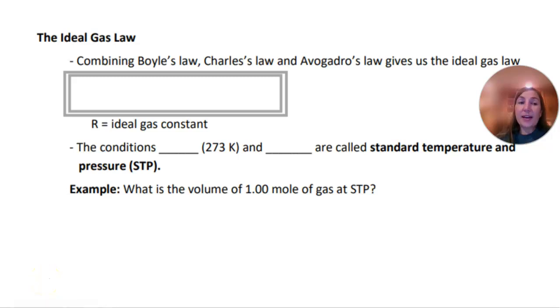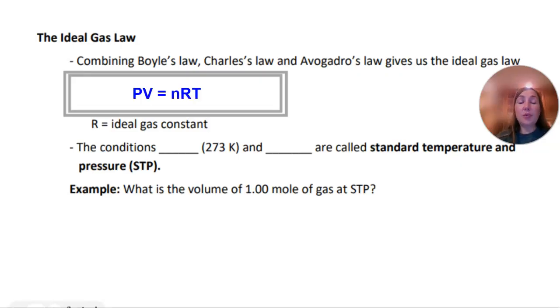This video is about the ideal gas law. Combining Boyle's law, Charles' law, and Avogadro's law can give us the ideal gas law, where we bring all these ideas together. Each of those other laws, Boyle's, Charles', Avogadro's, Gay-Lussac's, were about a set of initial conditions and a set of final conditions.